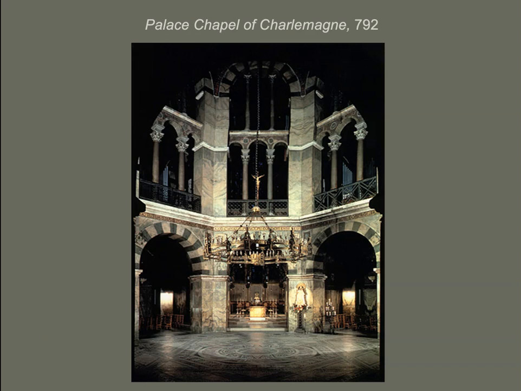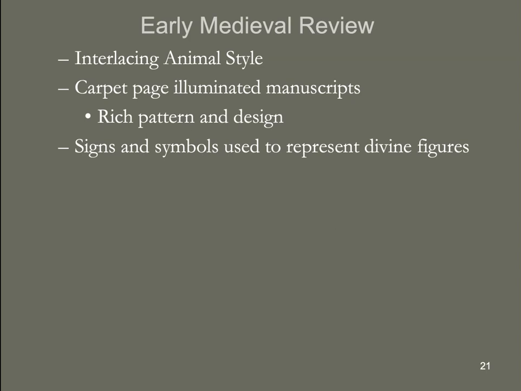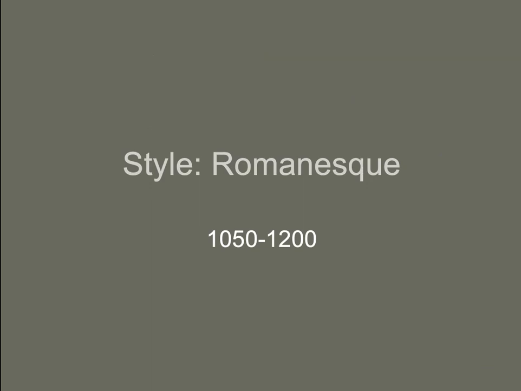And this building actually signaled the end of the early Middle Ages, and is going to bring in the High Middle Ages. But before we get to that, let's do the early medieval review. So when we're talking about early medieval style, we're seeing an interlacing animal style, carpet page illuminated manuscript, where you see that rich pattern and design. Signs and symbols are going to be used to represent divine figures like the lion. You're going to see heavy, massive architecture. So that's going to bring in the High Middle Ages.